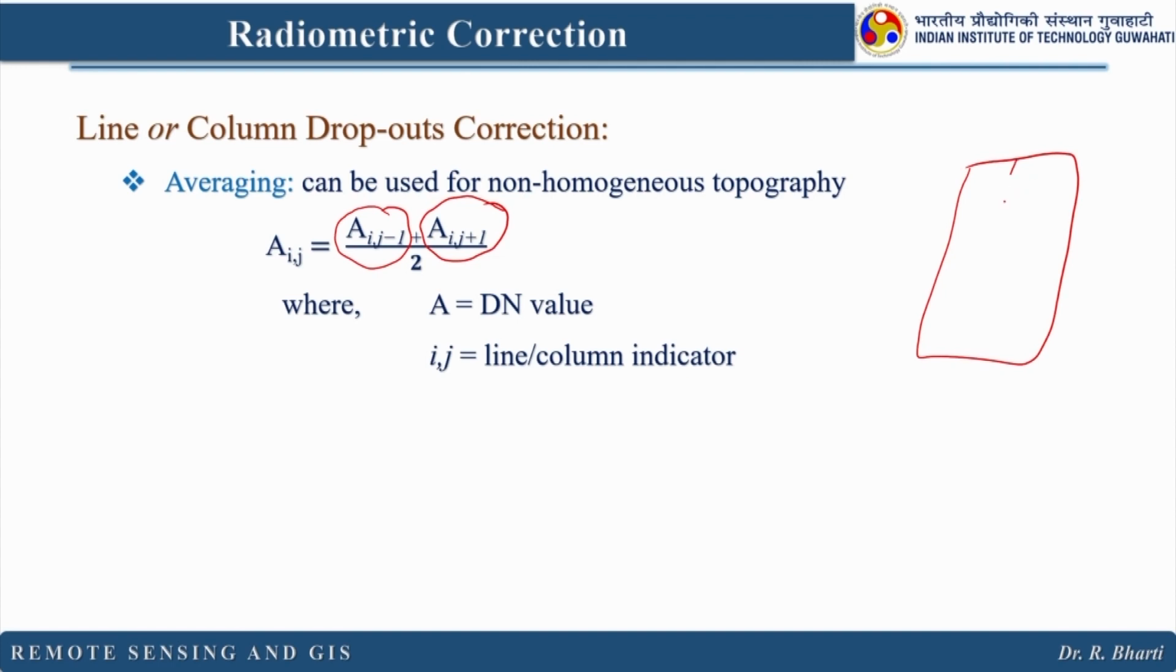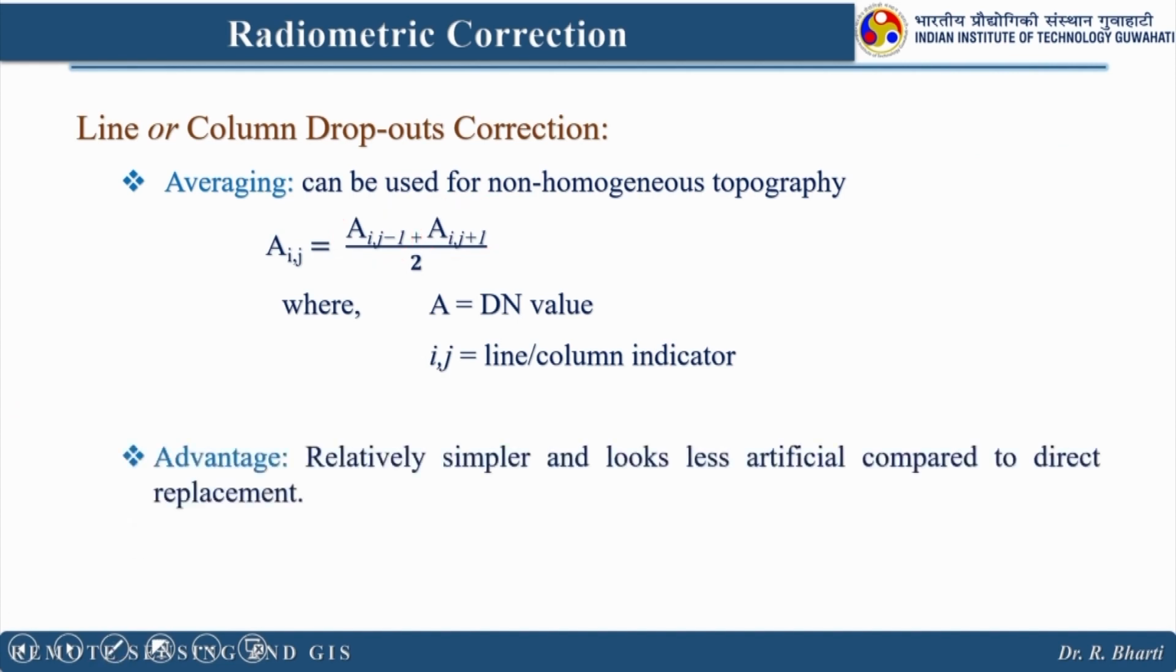So, if the location of this particular line is i, j, then either it will be j minus 1, this one, and j plus 1 is this one. So, we will consider this case when we are going to do this averaging. An advantage is that it is relatively simple and looks less artificial compared to direct replacement. Why? Because you are not going to put the same value, so there will be no sudden change in the value.